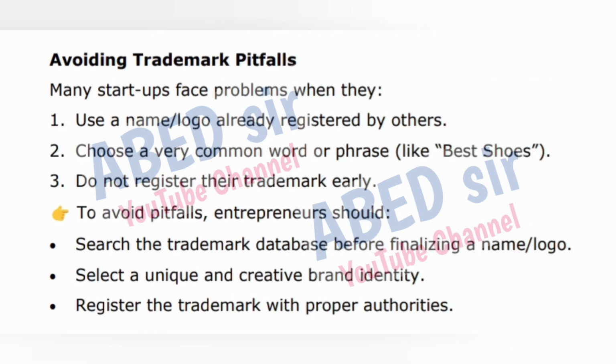Avoiding trademark pitfalls. Many startups face problems when they: 1. Use a name or logo already registered by others. 2. Choose a very common word or phrase, like best shoes. 3. Do not register their trademark early. To avoid pitfalls, entrepreneurs should search the trademark database before finalizing a name or logo, select a unique and creative brand identity, and register the trademark with proper authorities.